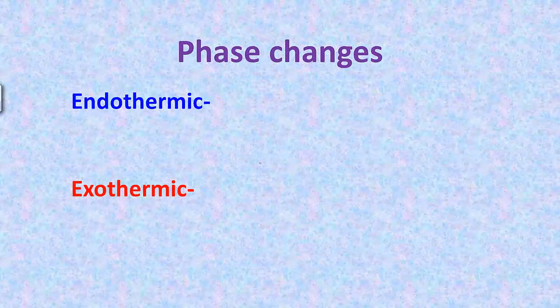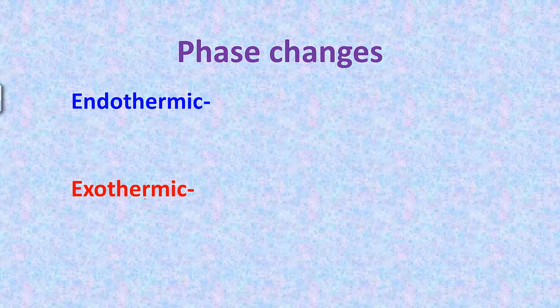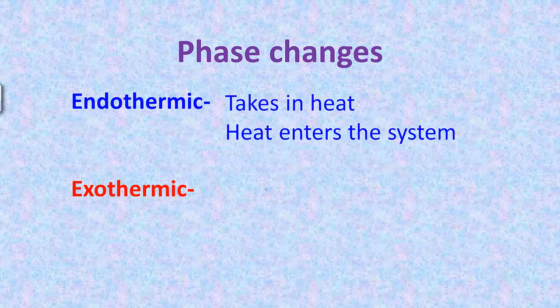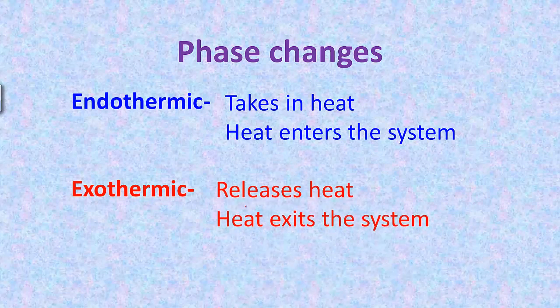Okay, on our phase changes, you need to know the difference between endothermic and exothermic. Endothermic takes in heat, heat enters the system. Exothermic releases heat, heat exits the system. So let's go back up to endothermic. It requires heat to make that change. So it's going from a low energy to a high energy. Whatever goes from a low energy to a high energy is endothermic when the phase change is going on.